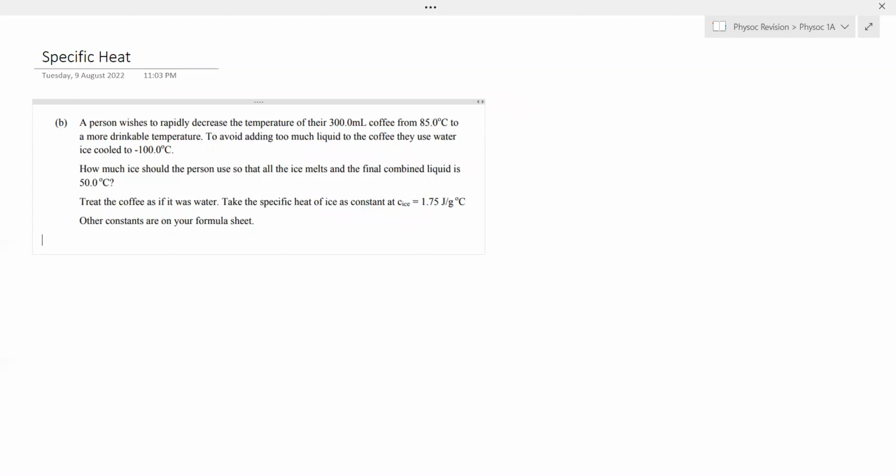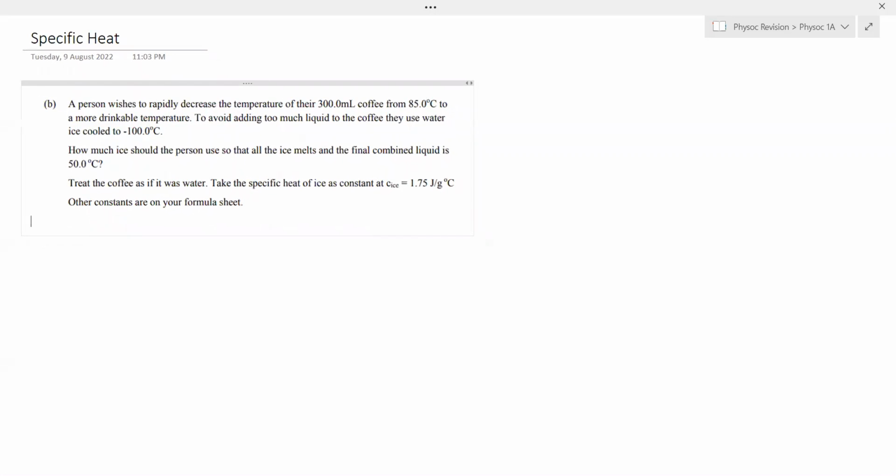So in this case, someone has really hot coffee at 85 degrees Celsius, and they want to lower that temperature to 50 degrees Celsius, and they're going to do that by putting in ice. And to avoid adding too much liquid to the coffee, they use water ice that has been cooled to negative 100 degrees Celsius. A lot of things wrong here as a coffee drinker, to be honest. But oh well, we'll assume this is the person's first day on Earth or something. And the general idea is that eventually this ice is going to melt and we're going to have this final combined watery coffee liquid at 50 degrees.